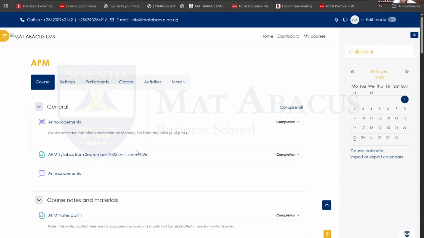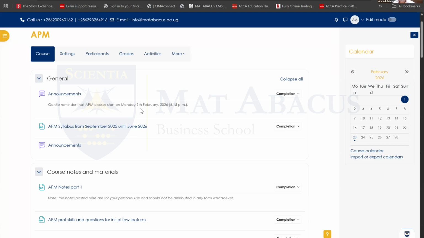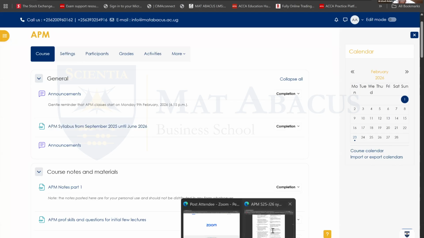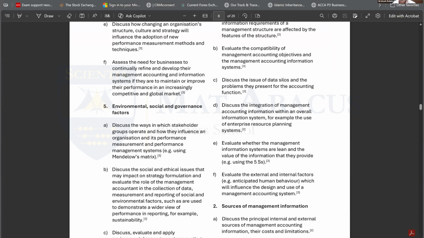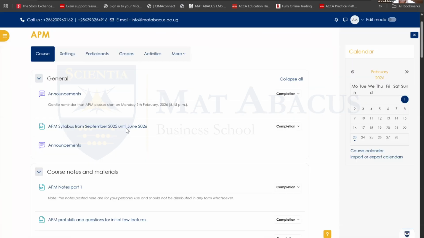At this stage, this LMS is about 80% ready, so you have all the initial material for you to start. If you're already registered for the course, access the LMS, and you can see I've already put here that our first class is on 9 February. This is the syllabus I was referring to just now. It's already uploaded here, so you can download it.